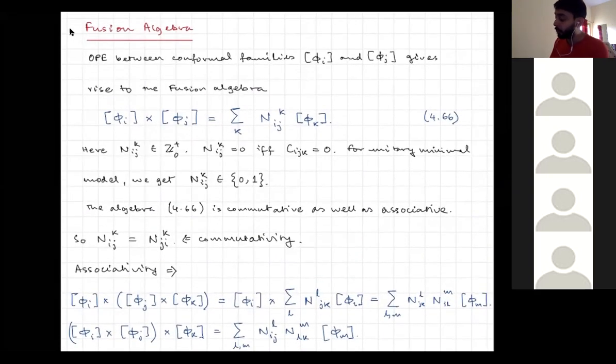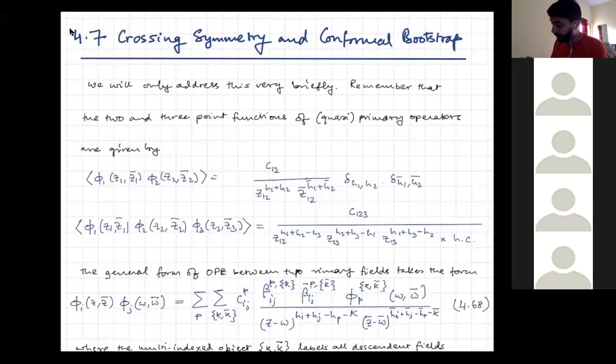I have a little bit more to say about a few more things before I move on to an example today. And that is crossing symmetry and the bootstrap. So we will have two of you speaking about the bootstrap. I don't want to repeat things that you're going to say, but for the sake of doing this, we will see this very briefly.